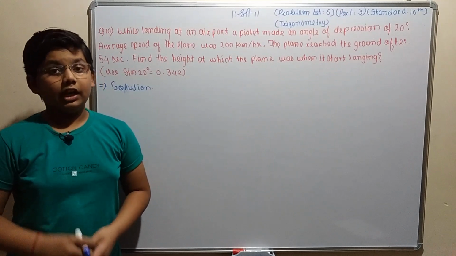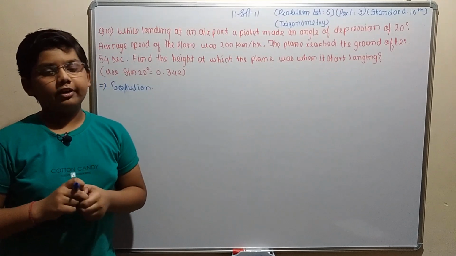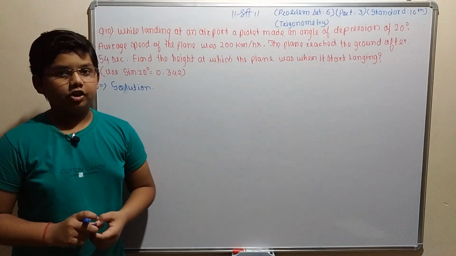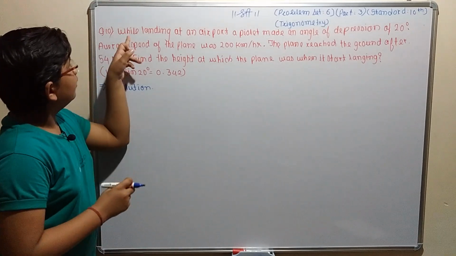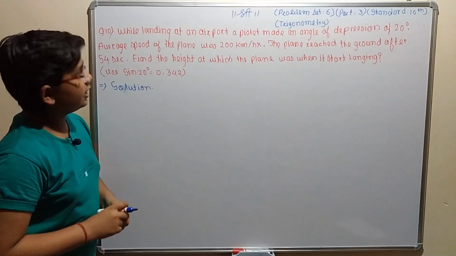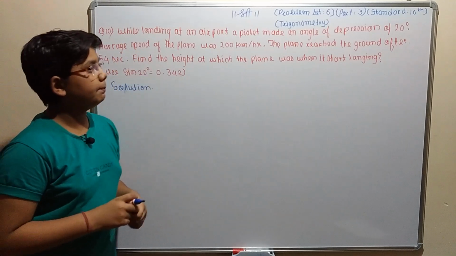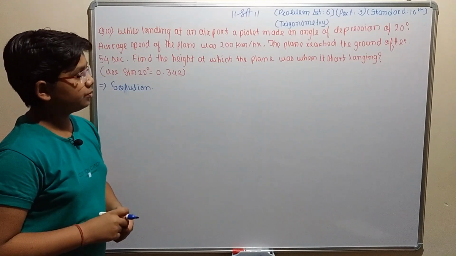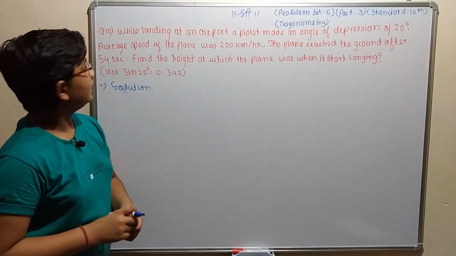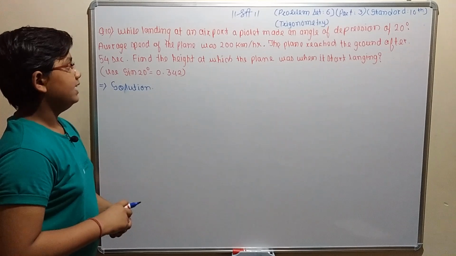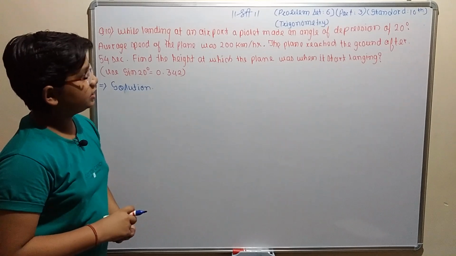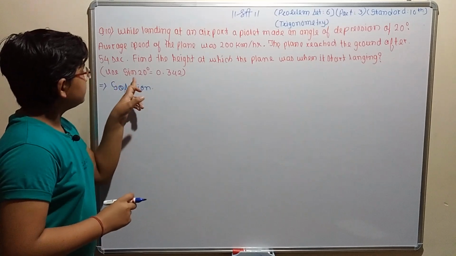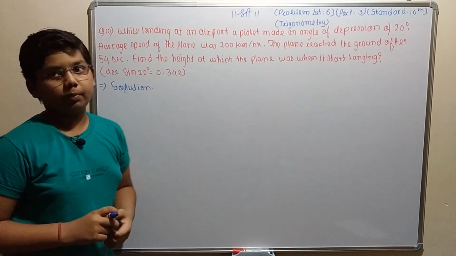Now this is our last number, and it is one kind of tricky question. It is based on speed, distance, time with trigonometry. Now what is that question? While landing at an airport, a pilot made an angle of depression of 20 degrees. The average speed of the plane was 200 kilometers per hour. The plane reached the ground after 54 seconds. Then find the height at which the plane was when it started landing. They also tell us to use sine 20 degrees equal to 0.342.